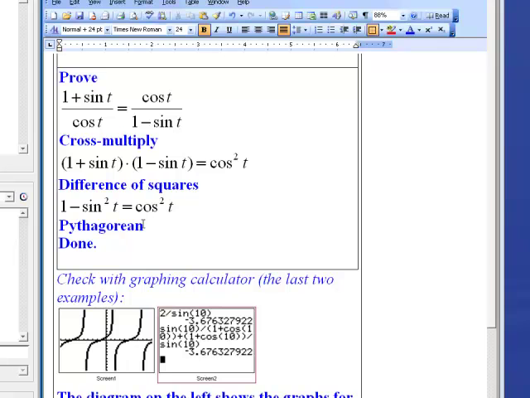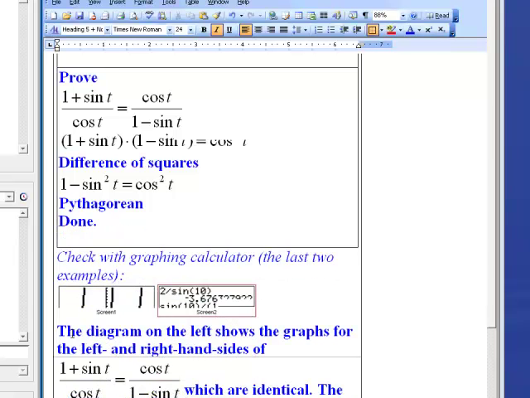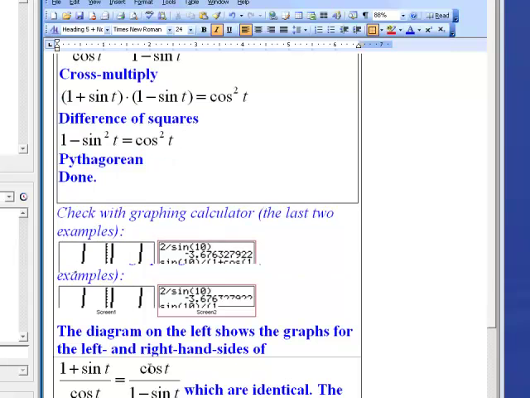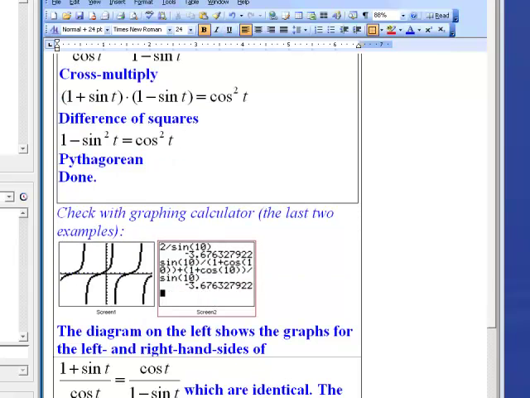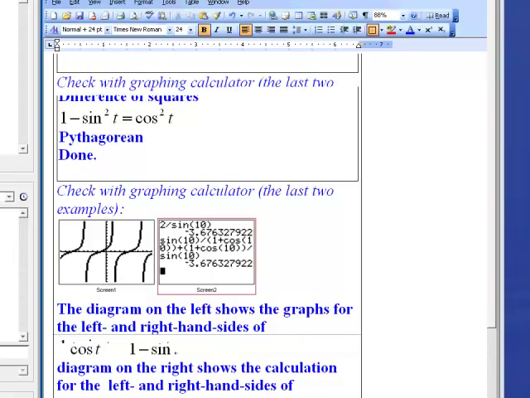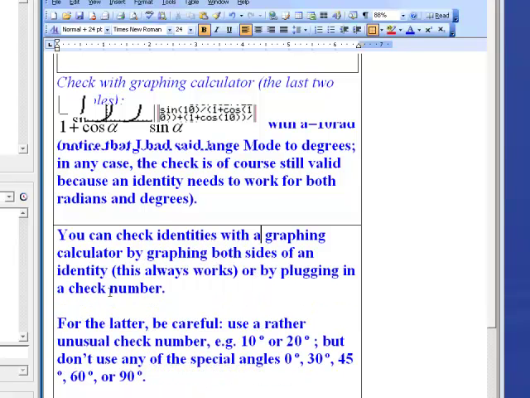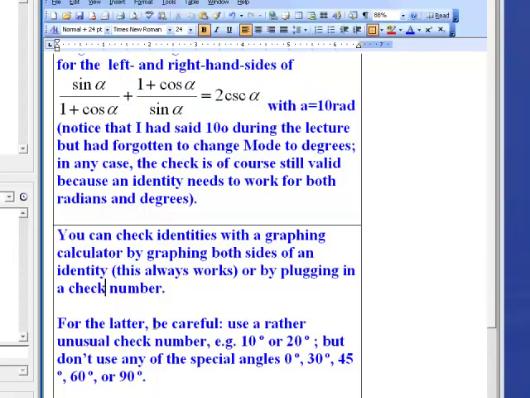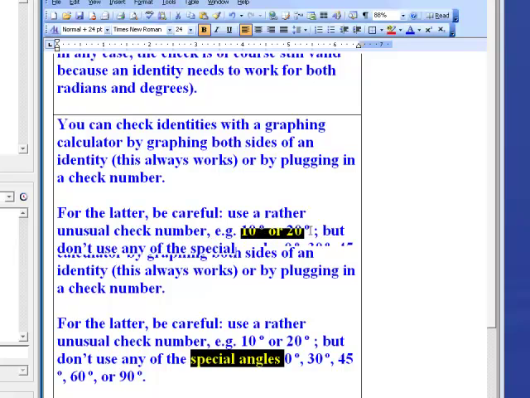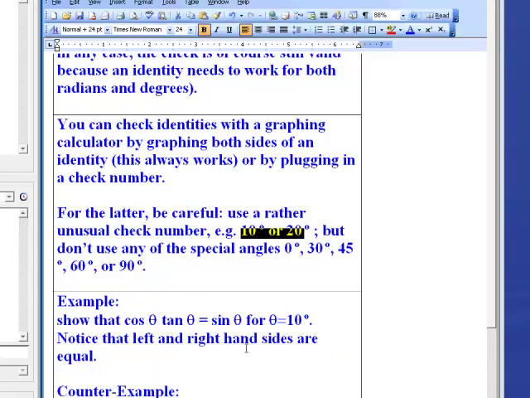Okay, from that I'm going to go ahead with the graphing calculator, where I say check with a graphing calculator. You can check identities with a graphing calculator by graphing both sides of an identity, or by plugging in a check number. If you plug in a check number, you have to be careful. Don't use special angles. Instead use 10 degrees or 20 degrees or something like that, or 1 radian or something.